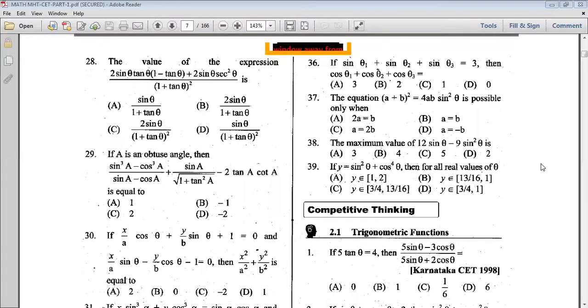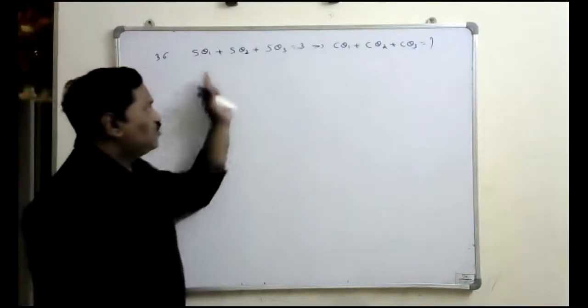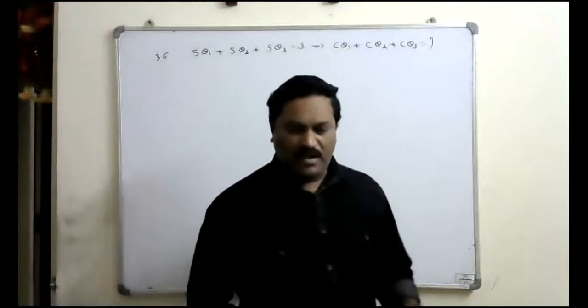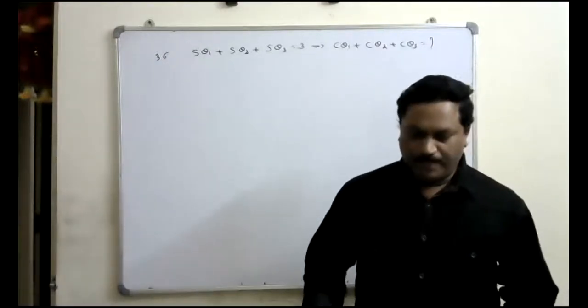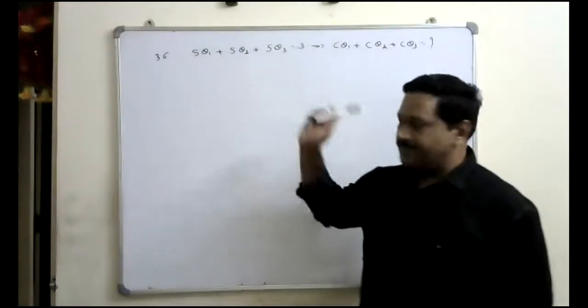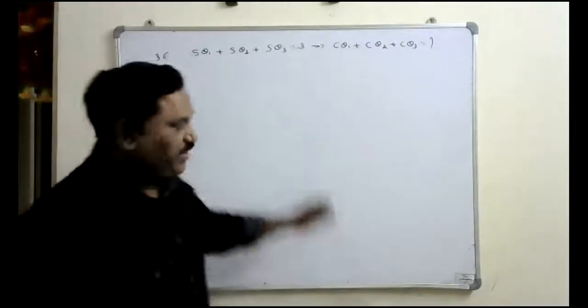Observe problem number 36, which is given that sine theta 1 plus sine theta 2 plus sine theta 3 is equal to 3. Then what is the value of cos theta 1 plus cos theta 2 plus cos theta 3? It is a simple logical question. Just understand that. In this given condition, on the LHS side, how many terms are there? 3 terms are there.